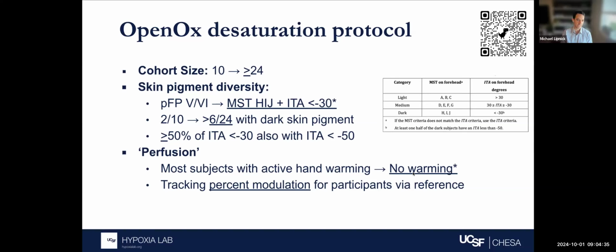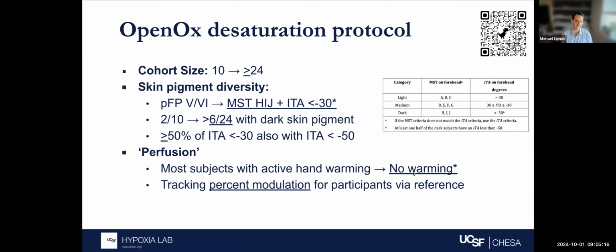With regard to skin pigment diversity of the cohort, previously there were either no recommendations around that or a recommendation that 2 of 10 of the cohort have dark skin pigmentation, but that wasn't defined. We had been using perceived Fitzpatrick scale 5 and 6 to define that in the past in our laboratory. And for the OpenOx data, we have been using Monk skin tone scale, categories H, I, J, and ITA values of less than -30. Here is a table on the right of those criteria.